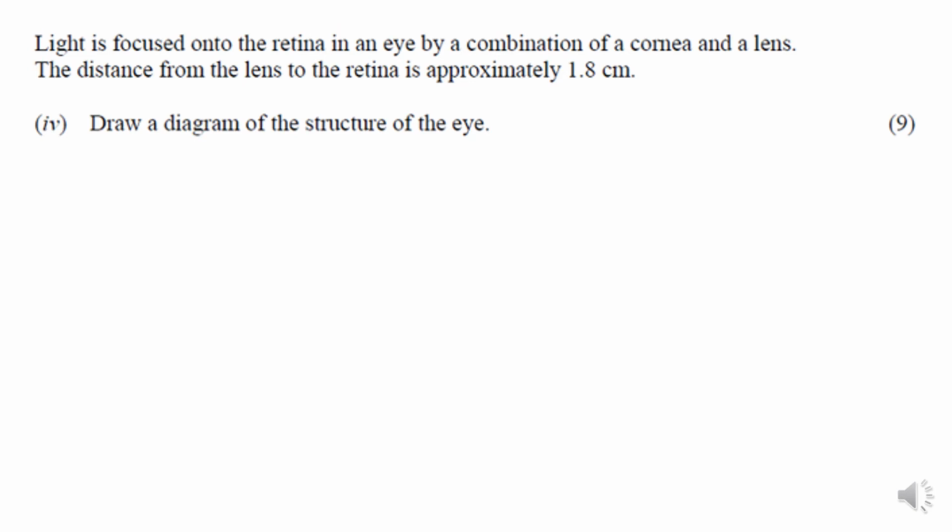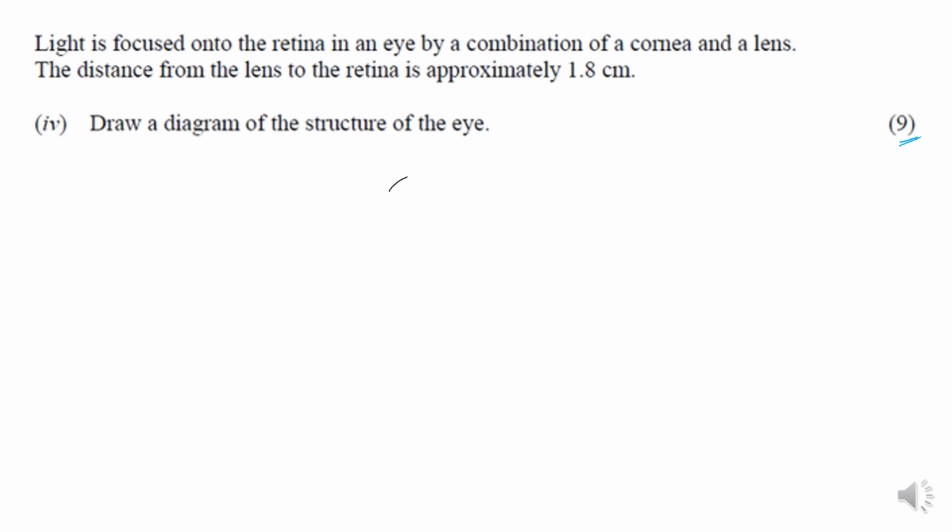Light is focused onto the retina in an eye by a combination of a cornea and a lens. The distance from the lens to the retina is approximately 1.8 centimeters, and part 4 of our question asks me to draw a diagram of the structure of the eye, and there are 9 marks going for it. Alright, so we'll have to have studied the structure of the eye and the main parts. So let's draw an eye.